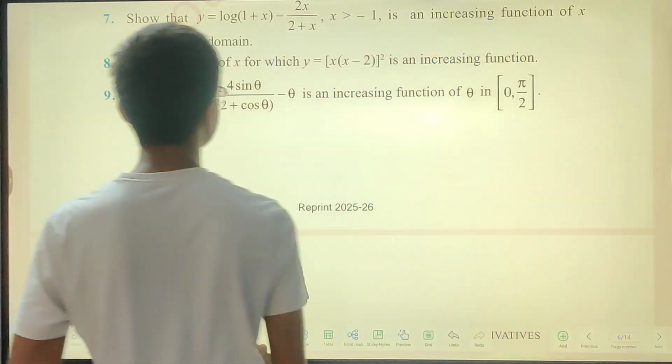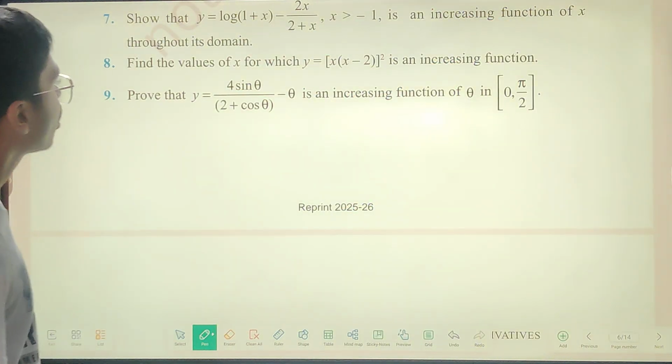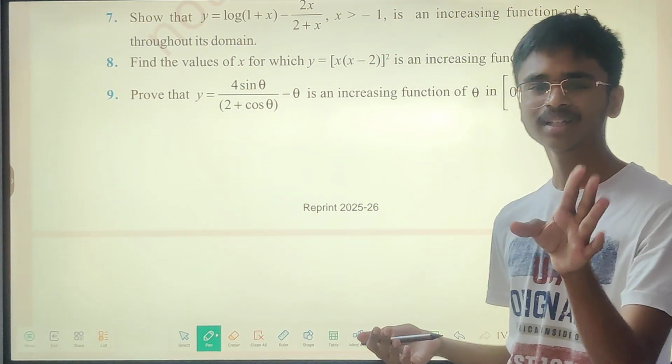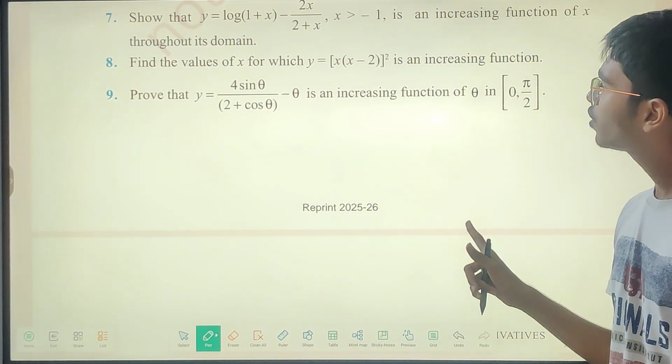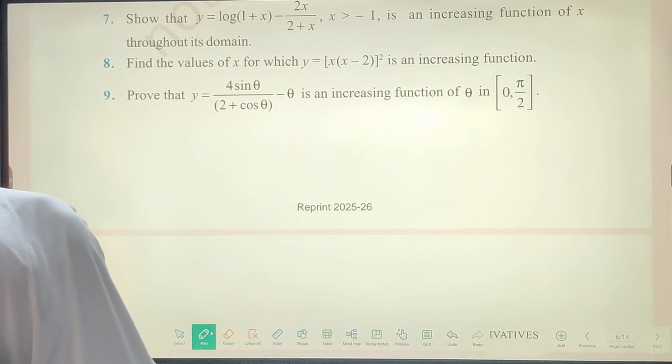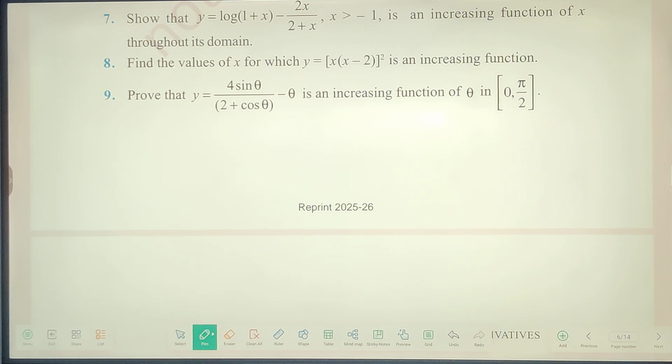This is a method. The second method is where you can plot the graph, but that is very hard, and you will have to know how to plot the graph for log of 1 plus x. If you know it, you can do it like that itself, and if you don't, then you can go this way. Within that I have taken 1 hour and 8 minutes.